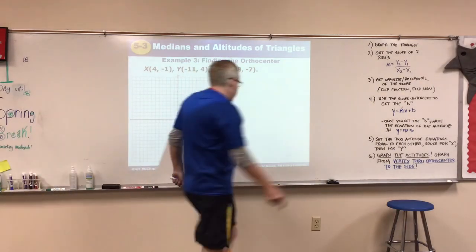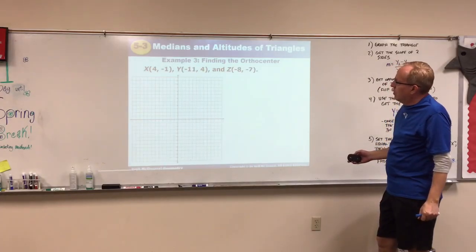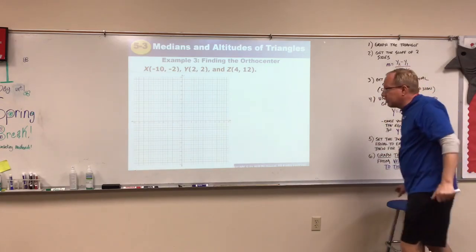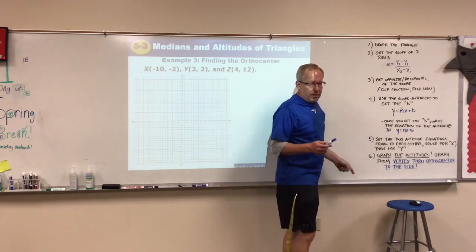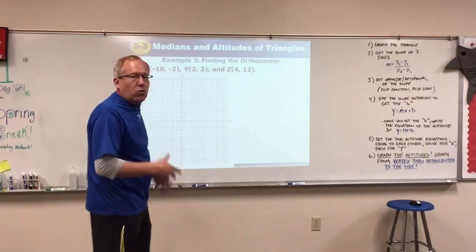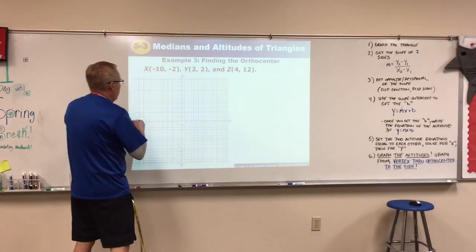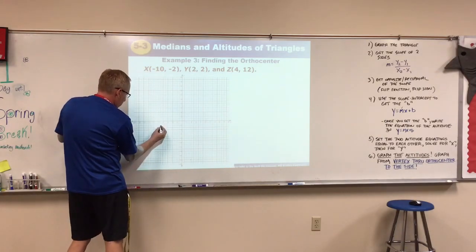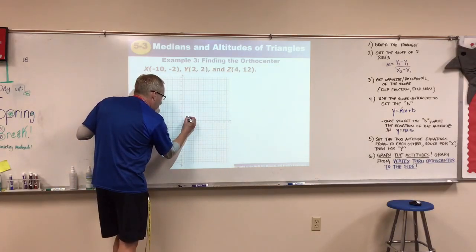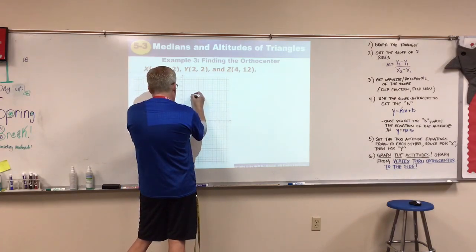Okay, so this next one, which is this one right here. So we're going to go through the same procedure again. I'll go through a little bit quicker, but I'm going to add one thing that you'll do when you encounter an obtuse triangle. And we're going to have to graph this thing here first. So this is -10, -2, which is here, 2, 2, which is here, and 4, 12, which is right up here.